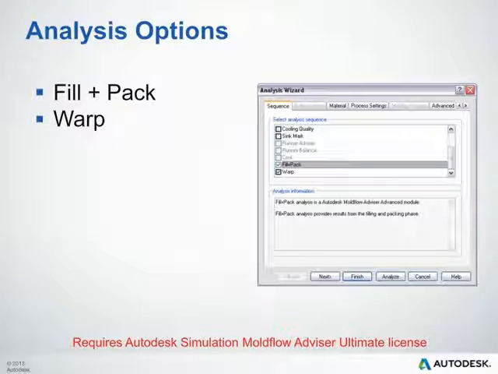To run a fill, pack, warp analysis, you'll go in your analysis option and basically check fill, pack, and then check warp. Please be advised that this does require a Mold Flow Advisor Ultimate license. If you do not have this license, this option will be grayed out, and if you click on it, it should inform you of that in the analysis information box at the bottom.